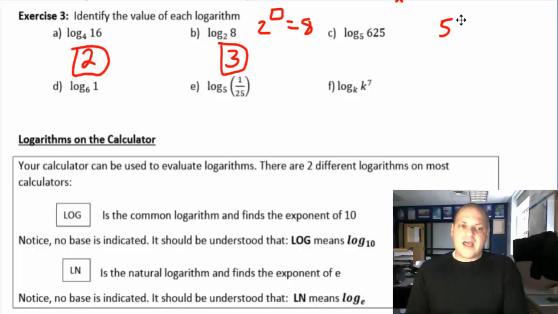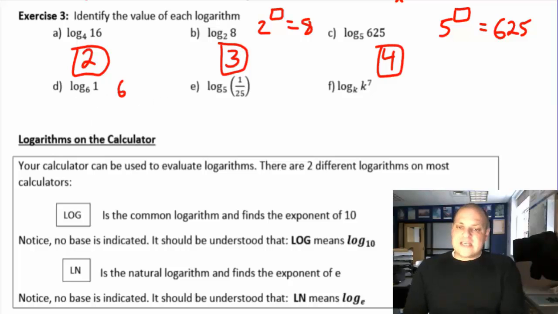What power of 5? Remember the warm-up or the opening exercise? What power of 5 gives me 625? 5 to the what is 625? Well, 5 to the third is 125. 5 to the fourth is 625.